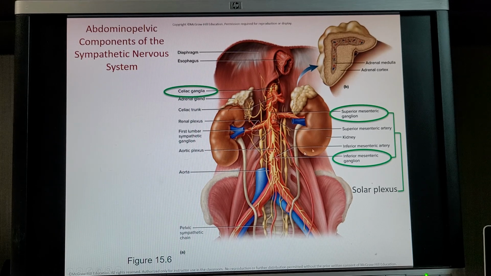Should be these two. Anyway, if you look at it, it looks like you have your nerves coming off like rays of the sun. Again, yes, you've got to use your imagination a little bit.